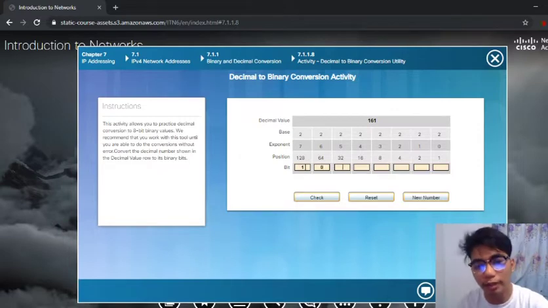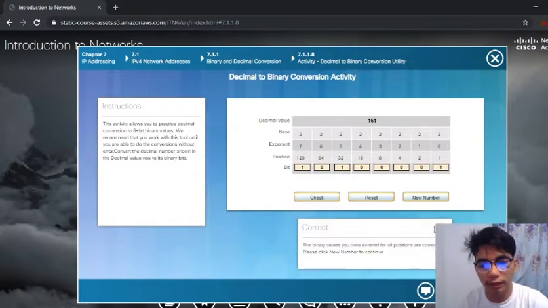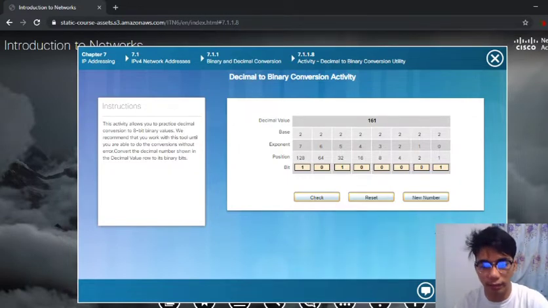Then 33 minus 32 will be 1, so let's put 1 in here. Then 0, 0, 0, 0, and 1 can be subtracted by 1. So let's put 1. Let's check. So you can see we're all correct again, and let's proceed to another activity.